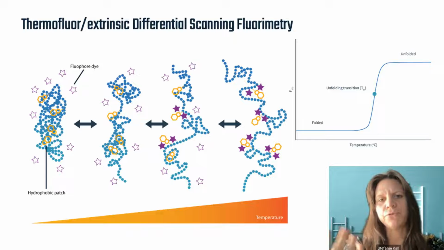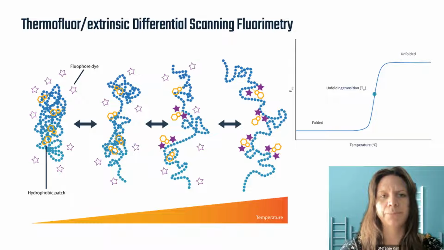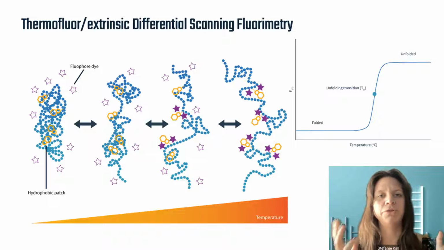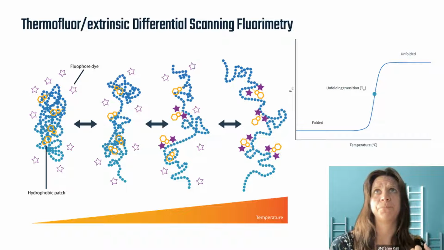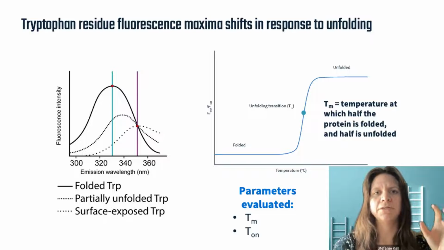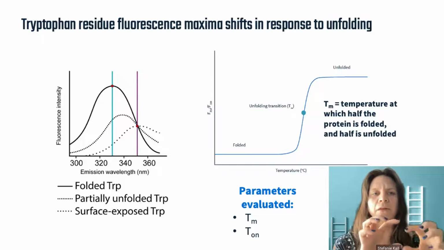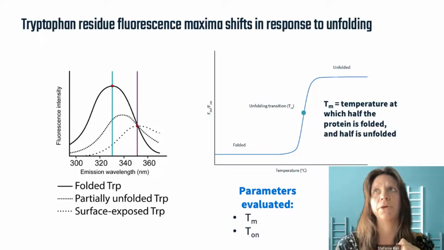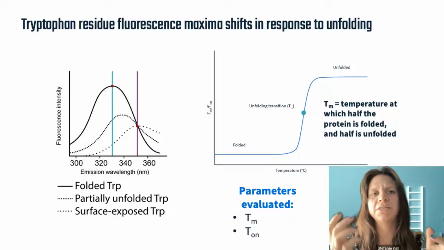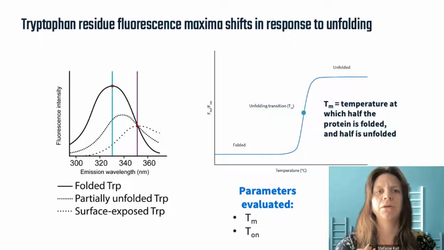So nanoDSF uses the intrinsic fluorescence of a protein to assess its conformational stability. As proteins unfold due to chemical or thermal denaturation, their tryptophan and tyrosine residues get exposed to solution. So what happens is this changes the emission maximum of the protein. And we follow that emission very precisely at 330 and 350 nanometers. And with that information, we see how the fluorescence changes in response to these thermal denaturation gradients.